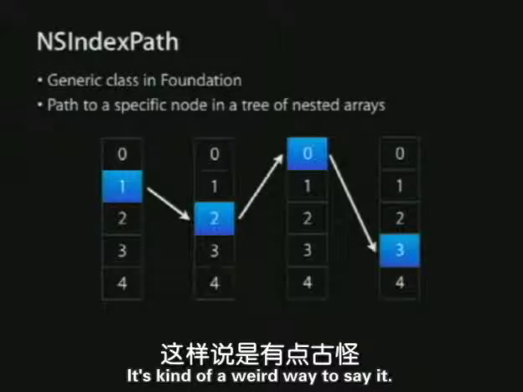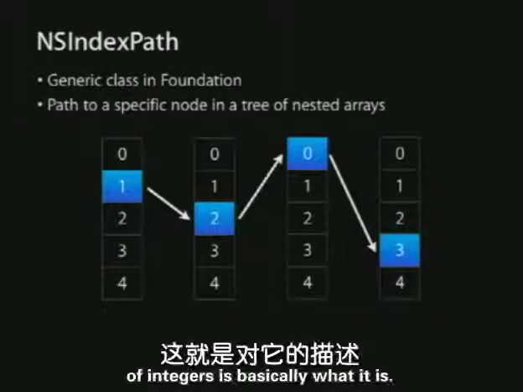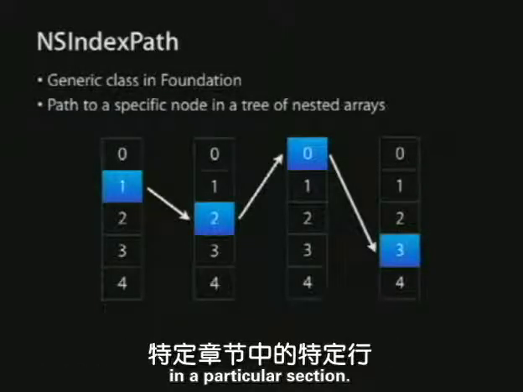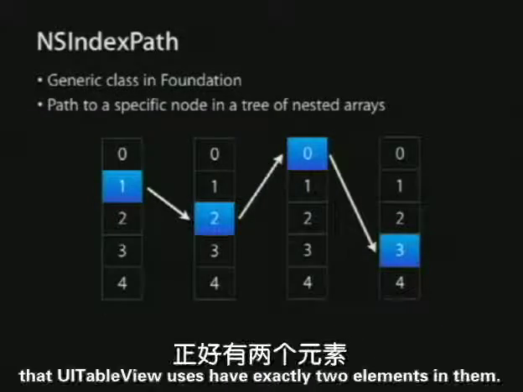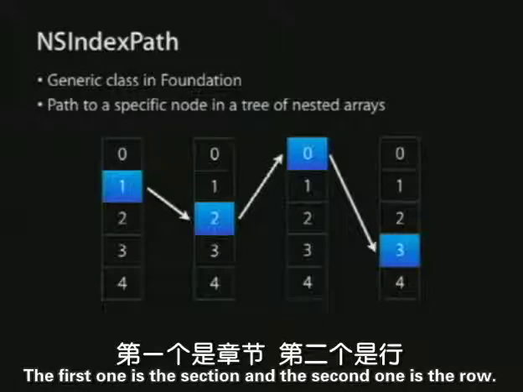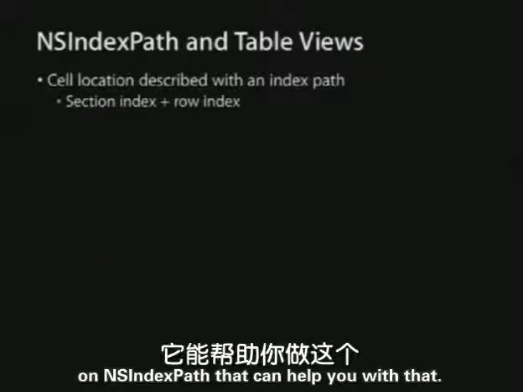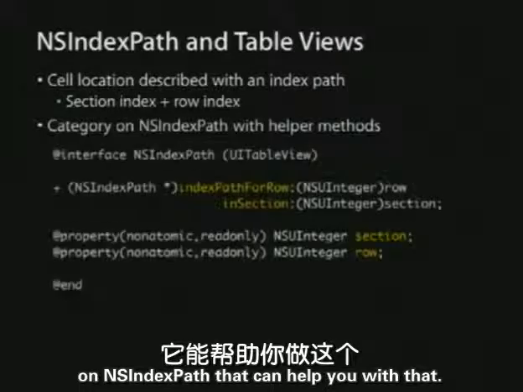You know, it's kind of a weird way to say it. Effectively, it's an array of integers is basically what it is. And TableView uses this to represent a particular row in a particular section. So all index paths that UITableView uses have exactly 2 elements in them. The first one is the section, and the second one is the row. And there's actually some convenience methods defined on NSIndexPath that can help you with that.